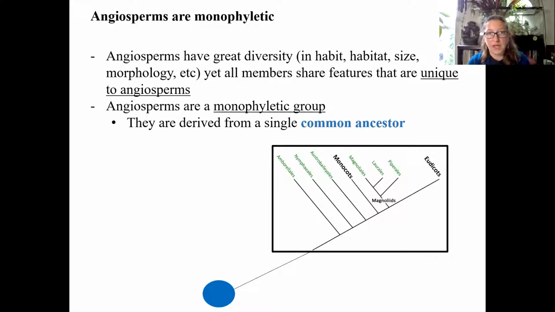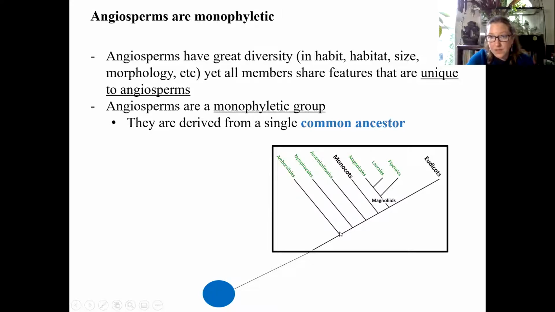Angiosperms are monophyletic. They are very diverse. They have a lot of different habits, different habitats, different sizes, different forms, morphology. But there are some features that they all share and that are unique to the angiosperms. So we say that angiosperms are a monophyletic group in that they're all derived from a single common ancestor. So here you can see this is like a tree, not like a plant tree, but like a lineage tree, a phylogenetic tree, showing you the relatedness of the members of the angiosperms.